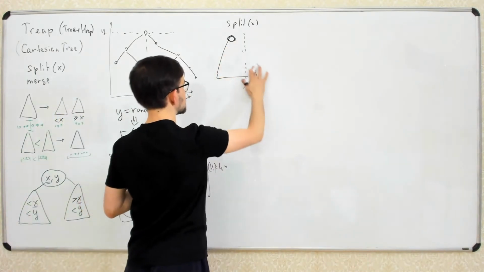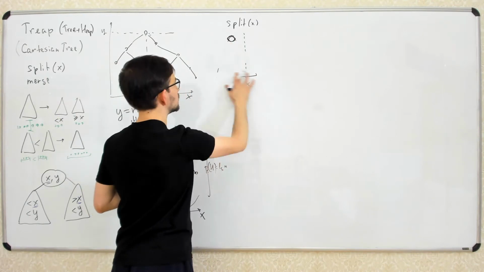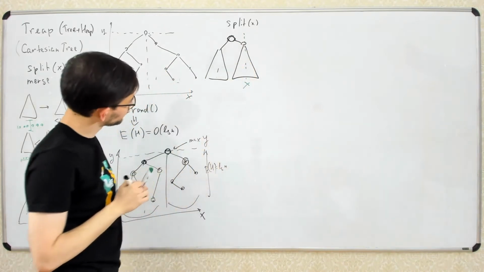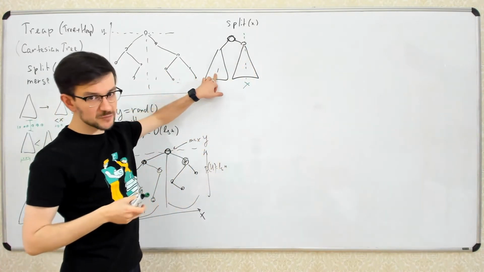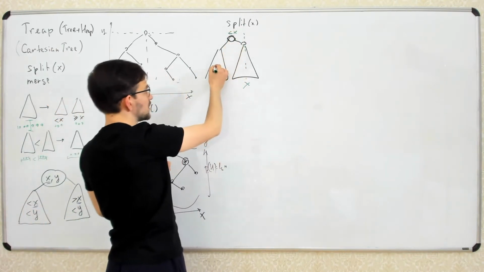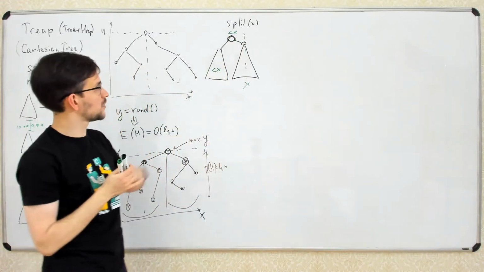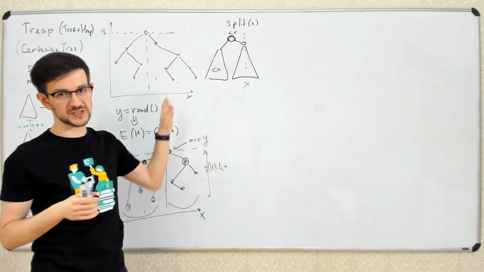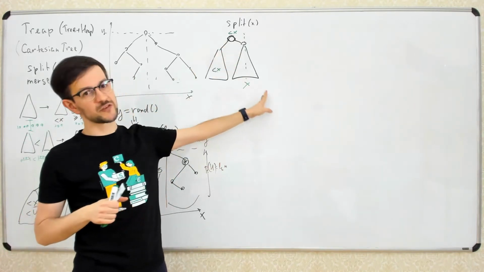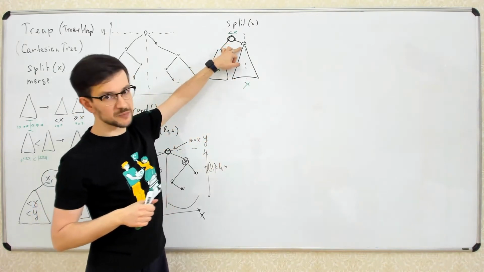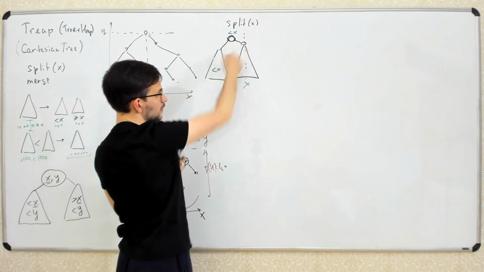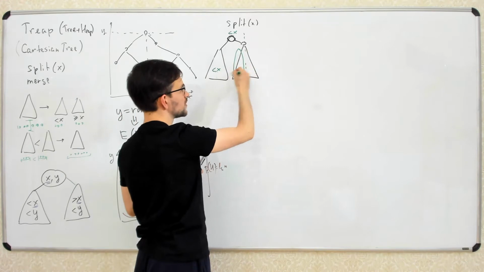Let's look at both subtrees of this tree. This tree has a left subtree and a right subtree. In this left subtree, all elements are less than x. So if the root is less than x, then all elements here are also less than x. So all elements here must belong to this left part of the split tree. And in the right subtree, some elements are less than x, some elements are greater than x. So let's recursively go to the right subtree and split this right subtree into two trees.